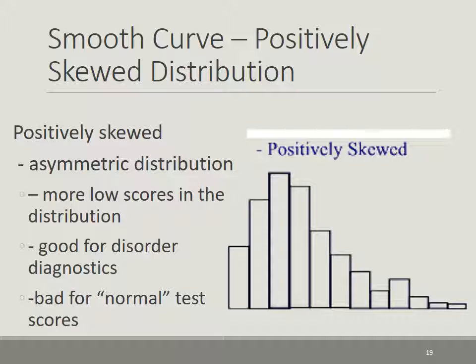And I think that one way to think about this specifically is that you are looking at sort of the reverse of what you're generally thinking for education. We'll just say it like that. So a positively skewed distribution is not something you want in your classroom. That's bad for normal test scores. It's good for like disorder diagnosis in medicine, but it's not good for your classroom at all.